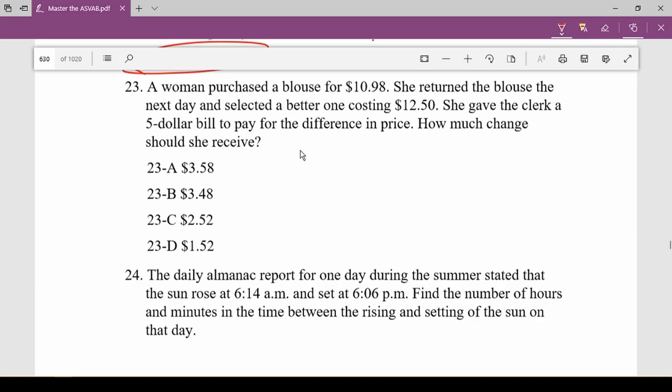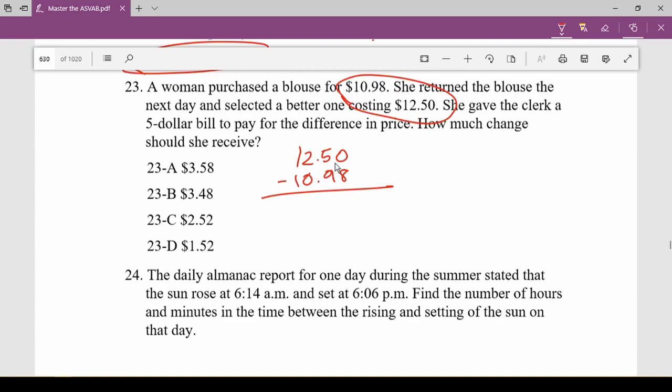Okay. So first we need to find the difference in price between these two. So I'm going to do $12.50 minus $10.98, because again she already paid $10.98, so she has a credit of $10.98, so we need to find how much she should get back minus her credit.